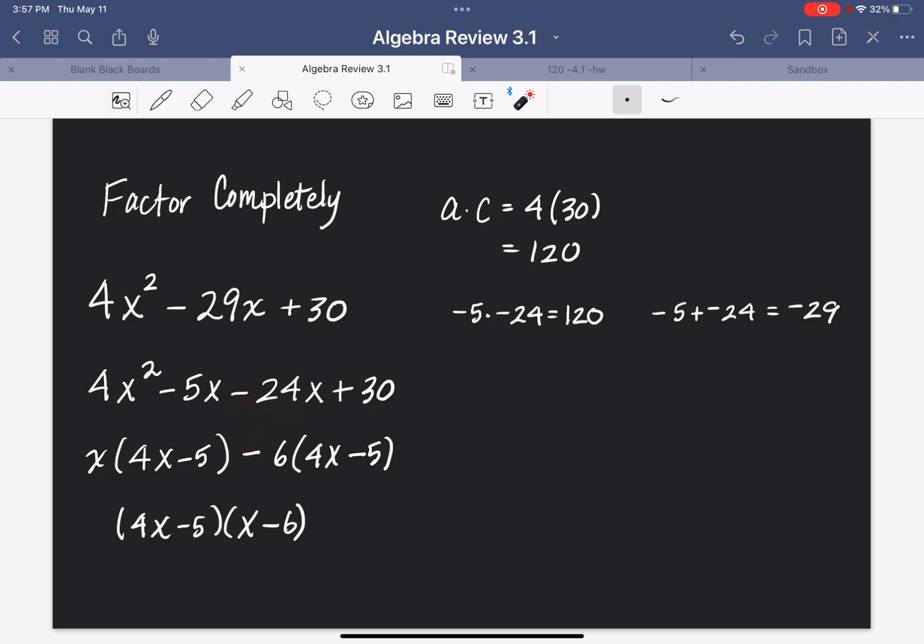Take out a 6 from 24 and 30. That's a 6. That's going to give me a 4x because 6 times 4x is 24x, and 6 times negative 5 is positive 30. Look, once again, the binomials match. So I factor 4x minus 5 to the front, and x minus 6 is my second factor.